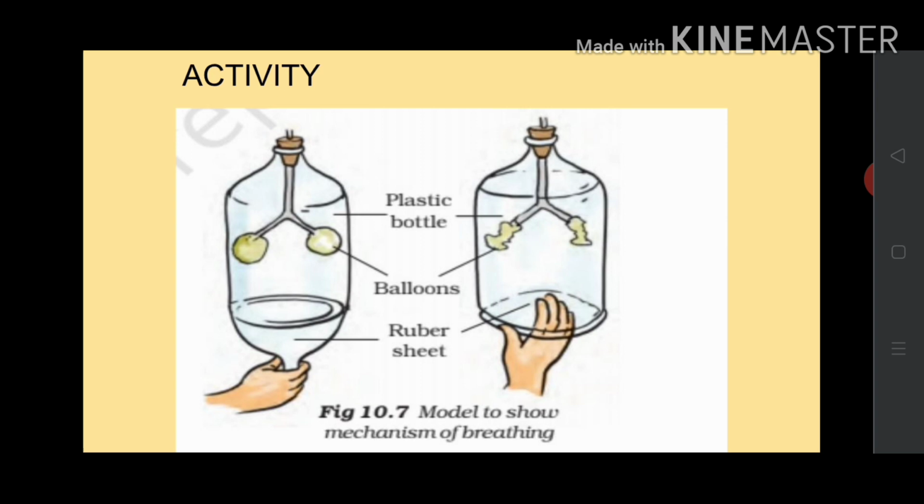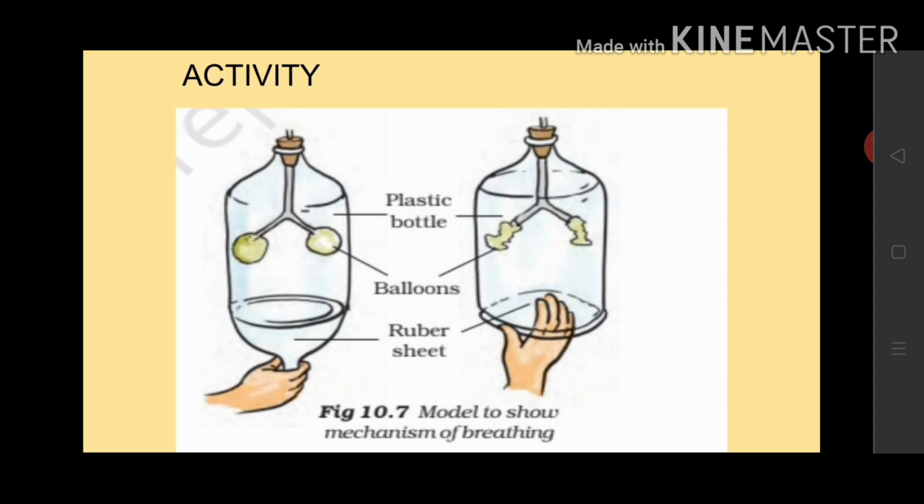Did you see any change in the balloons? What do the balloons in this model represent? What does the rubber sheet represent? In this activity, the balloon represents our lung and the rubber sheet represents the diaphragm. By doing this activity, you can understand the mechanism of how our lungs work.